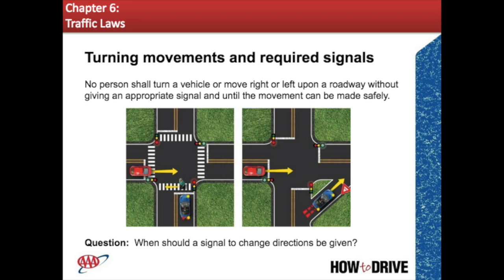Turning movements and required signals. No person shall turn a vehicle or move right or left upon a roadway without giving an appropriate signal and until the movement can be made safely. A signal of intention to turn or move right or left, when required, shall be given continuously during not less than the last 100 feet traveled by the vehicle before turning. No person shall stop or suddenly decrease the speed of a vehicle without first giving an appropriate signal in the manner provided herein to the driver of any vehicle to the rear when there is opportunity to give such signal.